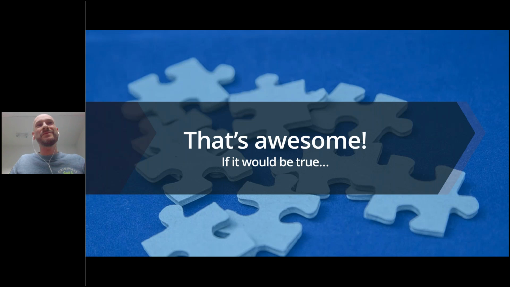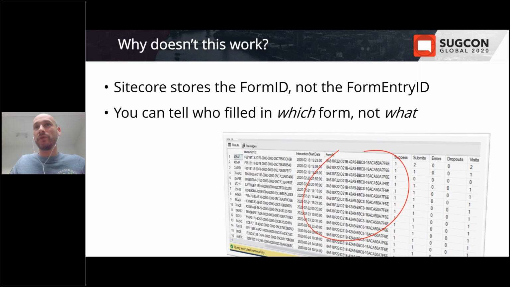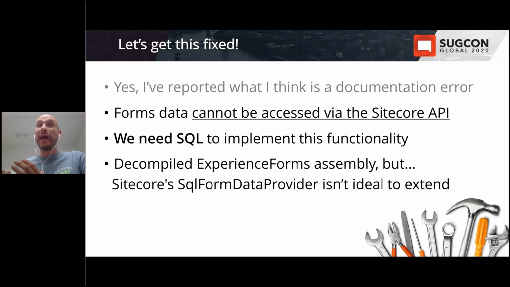Because Sitecore doesn't store the form entry ID in the reporting database, only the form ID. So you can't actually tell who filled in what entry, but only which form, and that doesn't help us out here. So I was kind of like, you can imagine that. So I had to fix it myself, and yes, I've reported what I think is a documentation error, and then got to finding a solution.